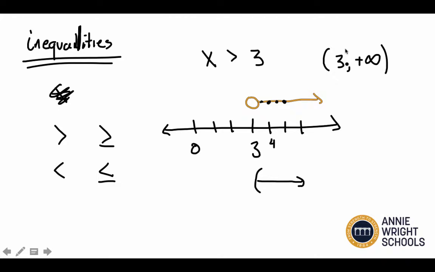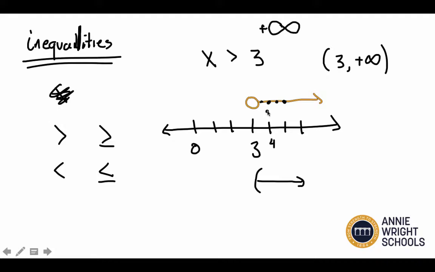It says you start at 3, but you don't include it. That's why we have a parenthesis, and you go forever. Positive infinity. The way you draw an infinity is you draw a sideways 8, and then you don't have to say positive infinity, but it never hurts to confirm that we're going to the positive side. With interval notation, we always start with the smallest number on the left, and then we go to the biggest number on the right. In this case, there is no right bound.